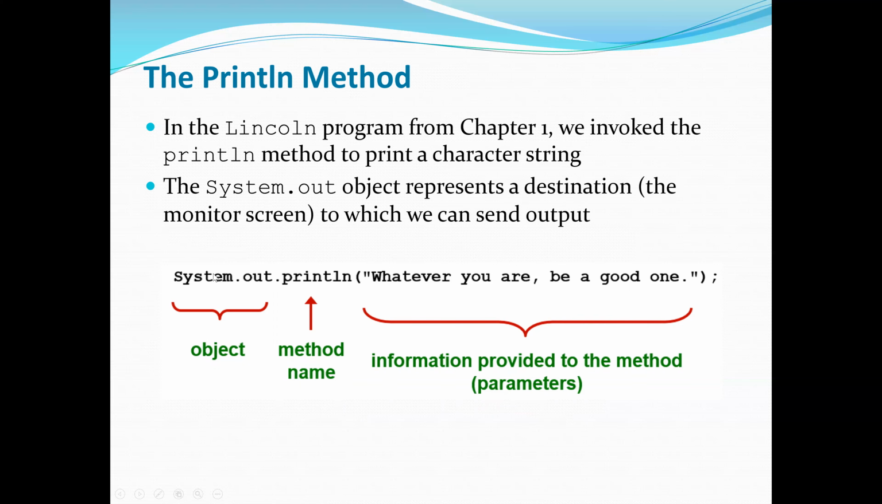So here the System.out object represents the destination, and the destination here is the monitor screen. Then println is the method name. Then "Whatever you are, be a good one" will be our parameter, which again is a string. I think we went through this program in Chapter 1, the Lincoln program. So the System.out object represents a destination, the monitor screen, and println is the method to print.